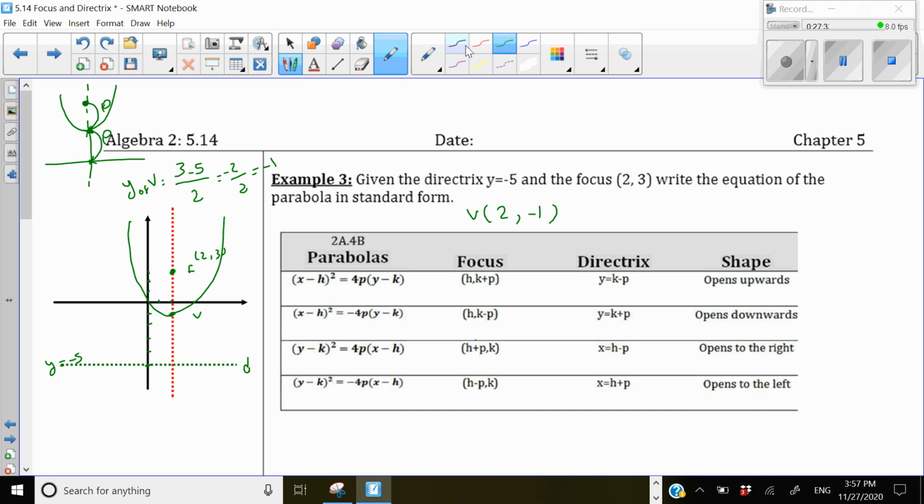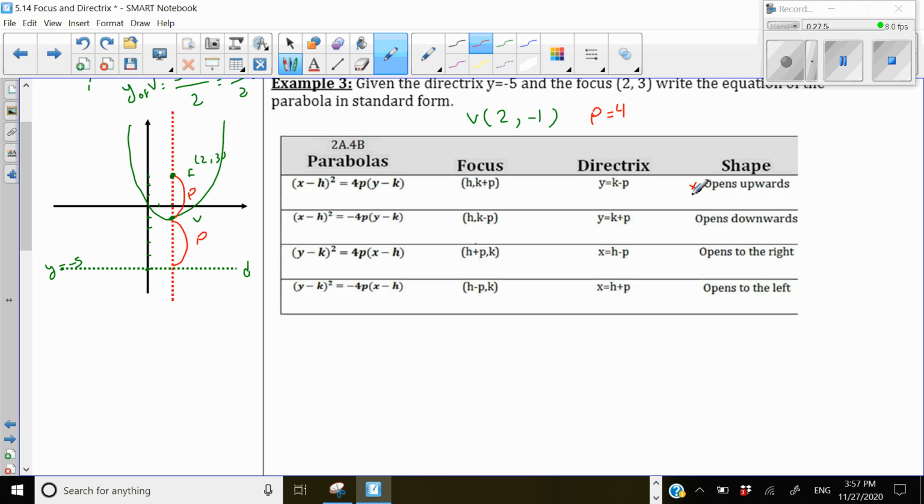Now I need to find the p-value, the distance between focus and vertex, or this one. What is that? It's 1, 2, 3, and 4. If I count the other way again, 1, 2, 3, and 4. So p is 4. Now, because this is facing upward, this will be the equation. I'm going to write that x minus h squared equal to 4p y minus k. So let's start replacing the values here. X minus 2 squared is equal to 4 times p is 4 times y minus k is -1.